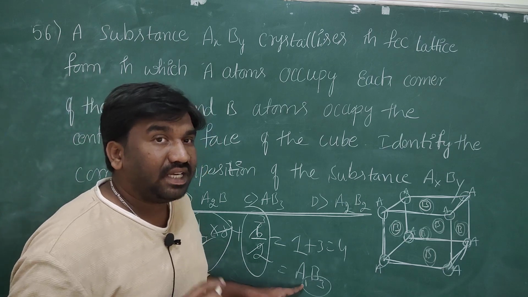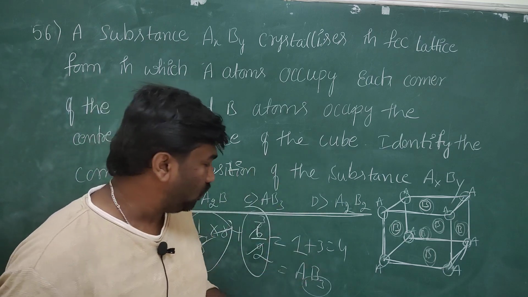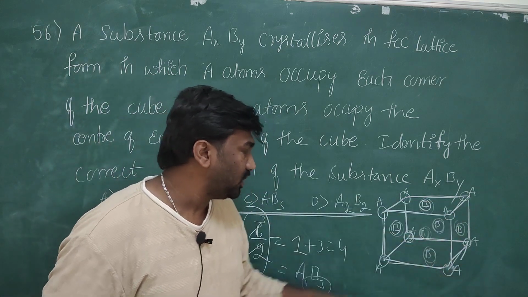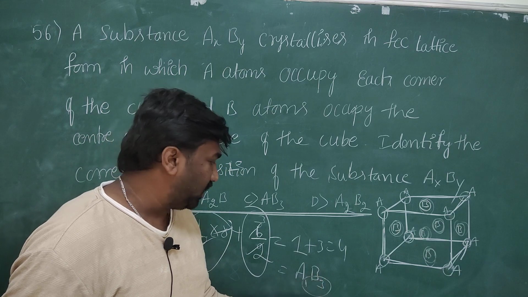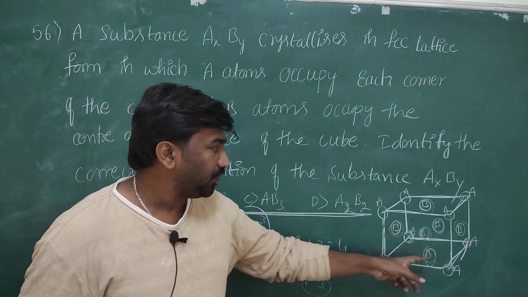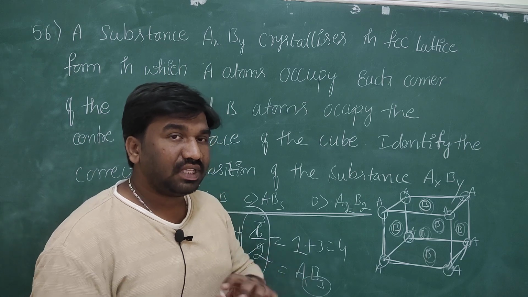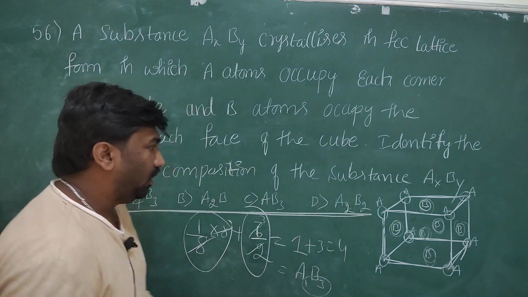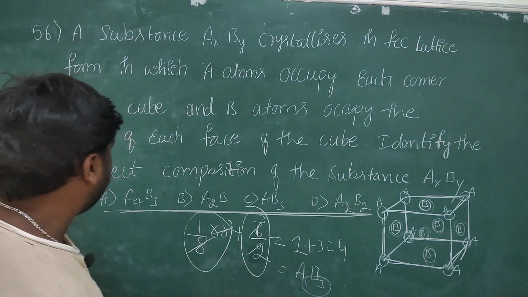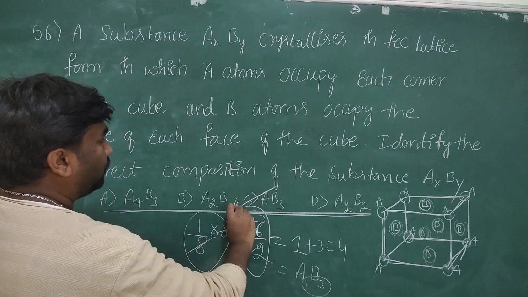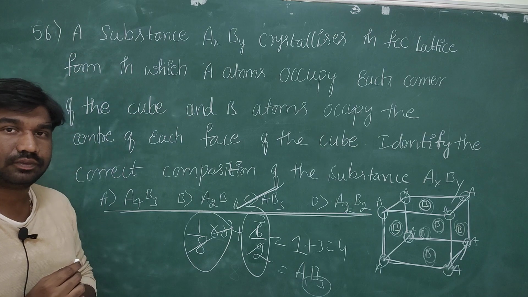The number of lattice points in a unit cell is 1 for A, since A atoms occupy the corners, and the number of lattice points for B is 3, because B atoms are shared with 6 other faces. So AB3, option number C. Option number C is correct.